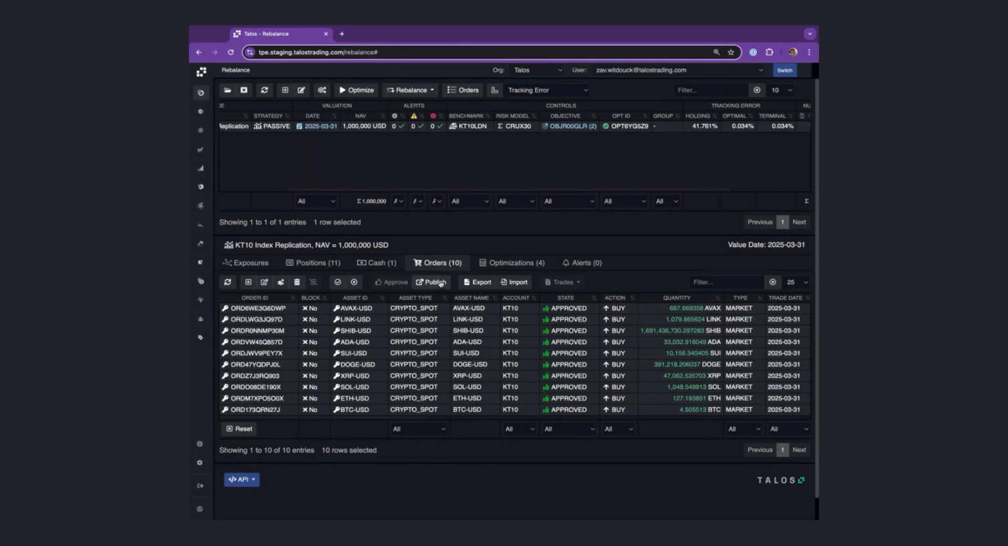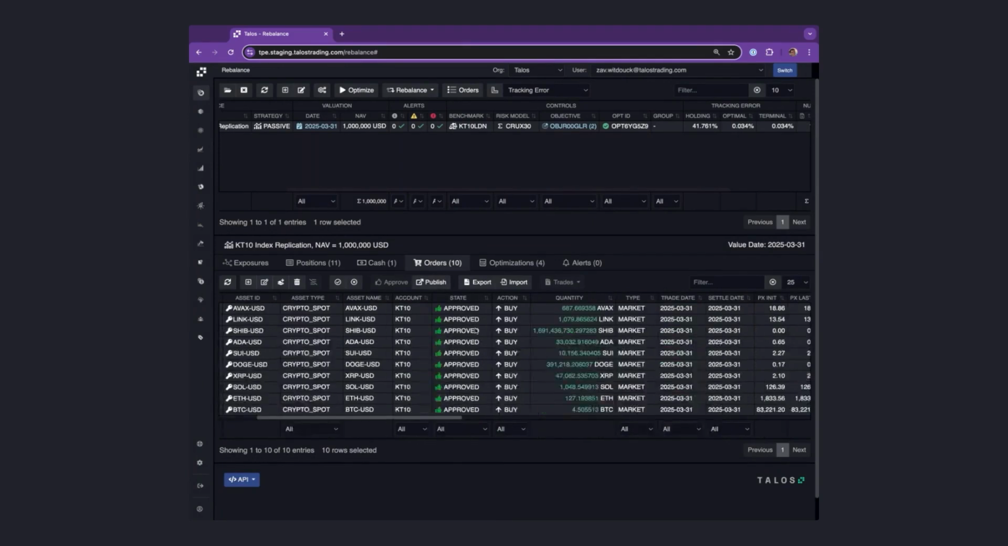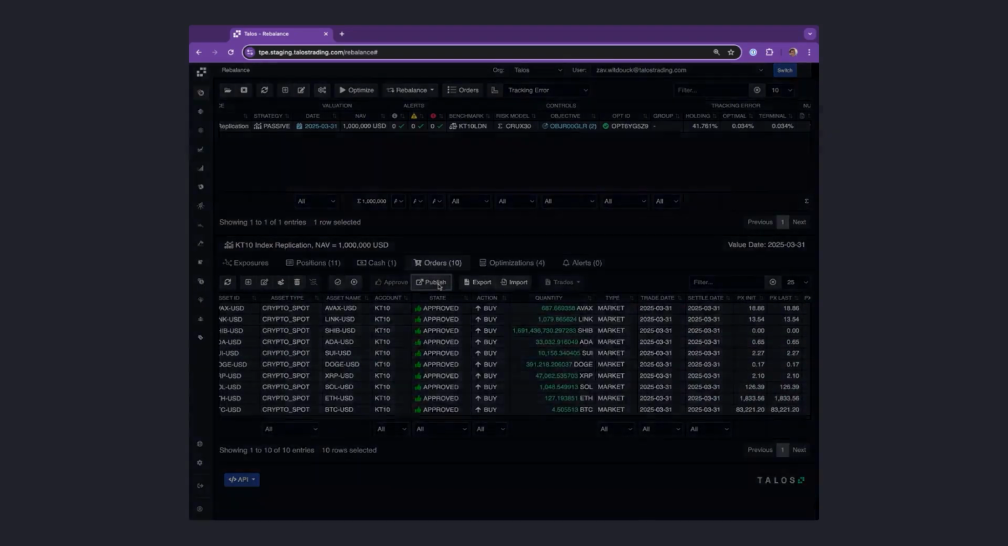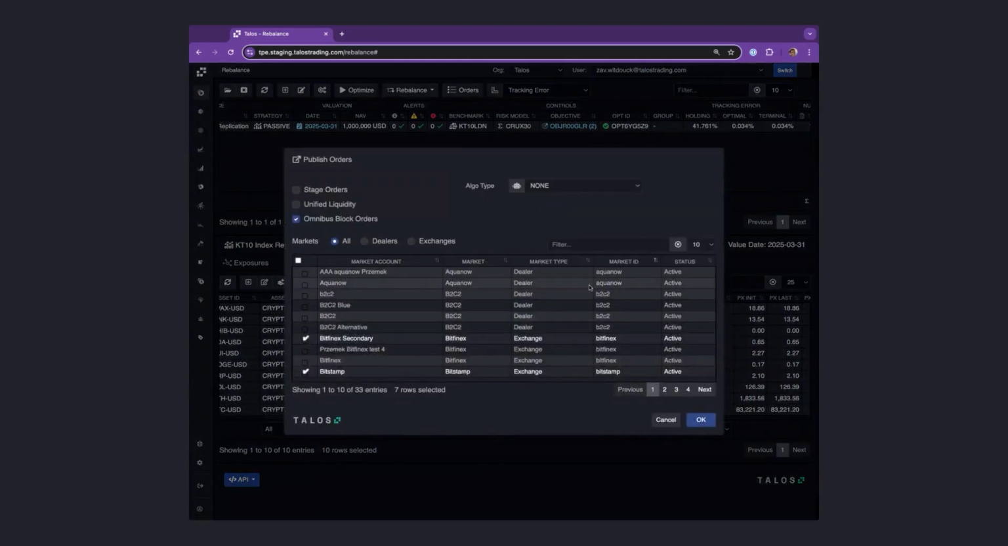And then I'm going to go ahead and make sure I've got these configured correctly. Yeah, for the simulator, I'm going to go ahead and execute these orders. One of the major benefits of the Talos platform is obviously providing unified access to many different liquidity providers. So here I can see all the dealers and exchanges that I have access to in this environment. So I'm just going to direct these orders at all the dealers and exchanges. And so this will use smart order routing under the covers using the Talos trading platform.